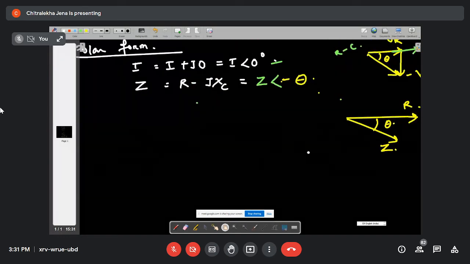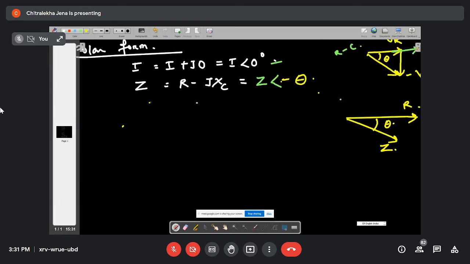Okay. So now here you see Z is present at an angle of minus theta. Now suppose only these two pieces of information are given to you: I and Z. Forget about the RC circuit or RL circuit or RLC circuit. In your question, only current and impedance value is known to you. Then you can find out the voltage. Voltage is equal to how much? I into Z. Okay, I need which operation?